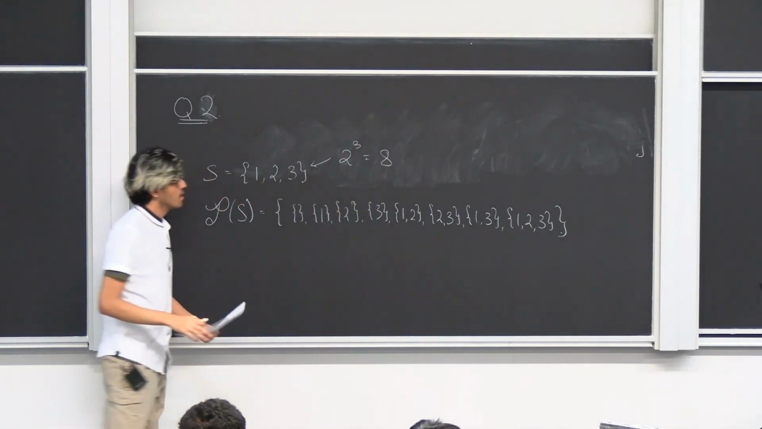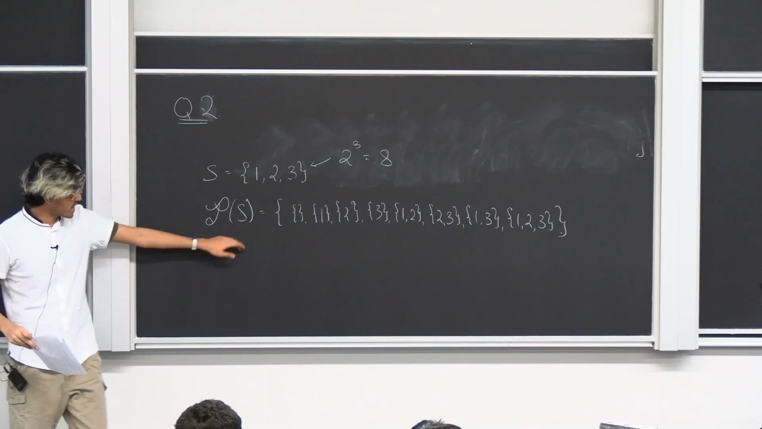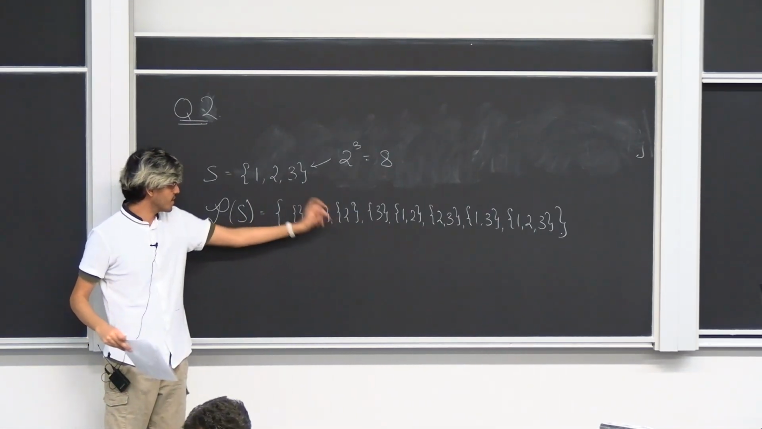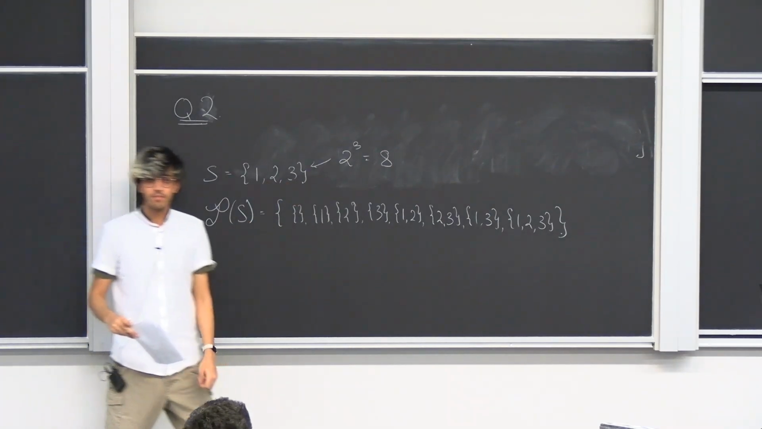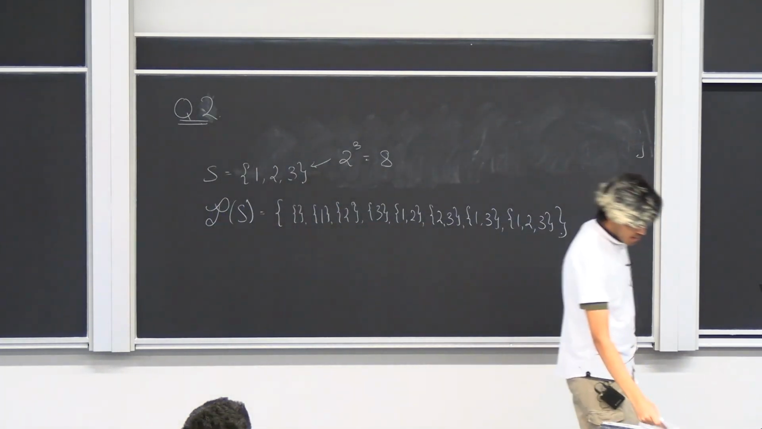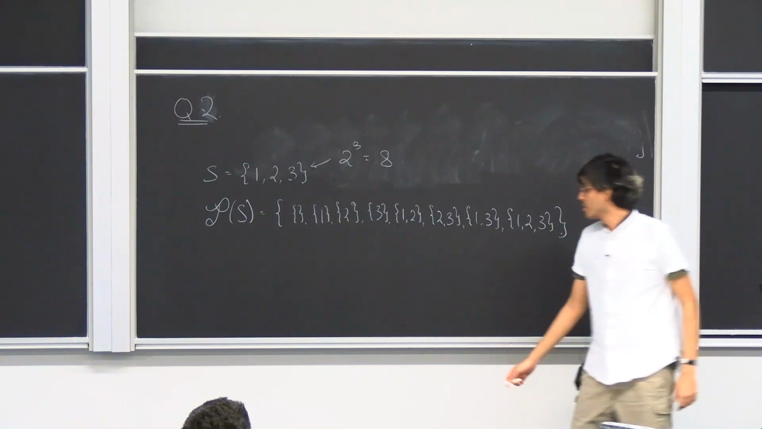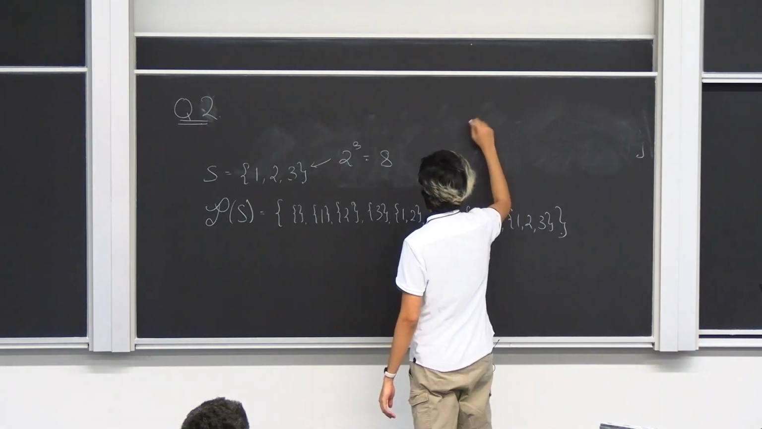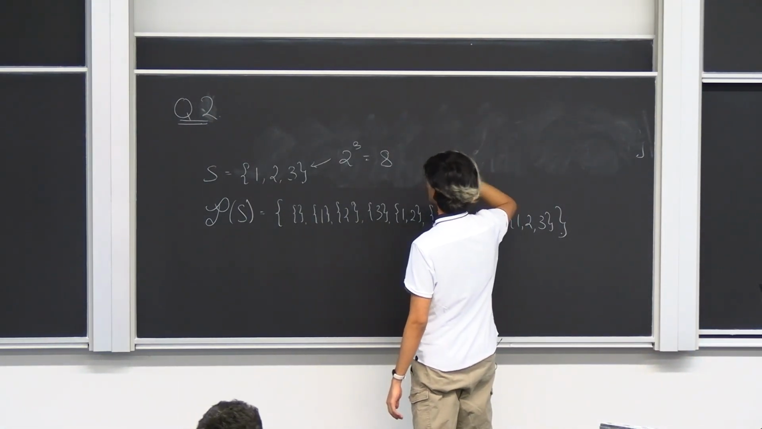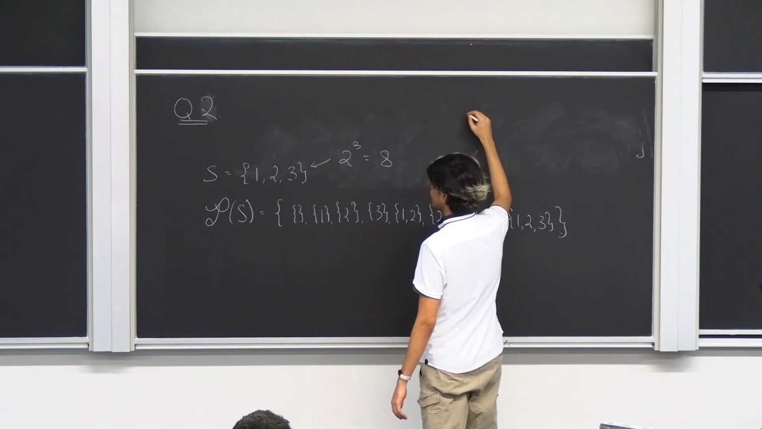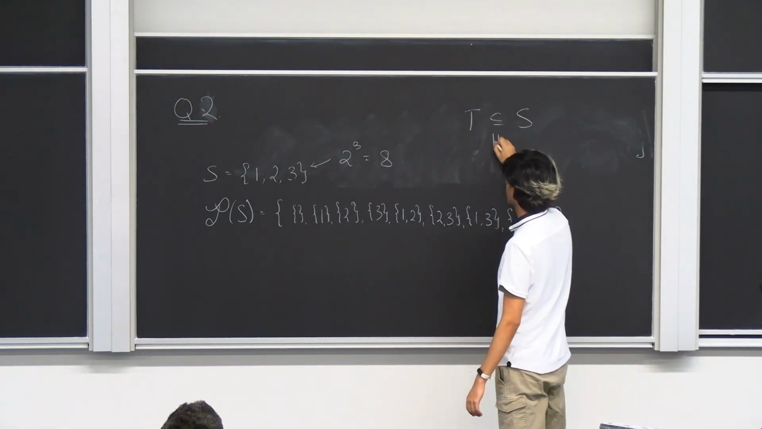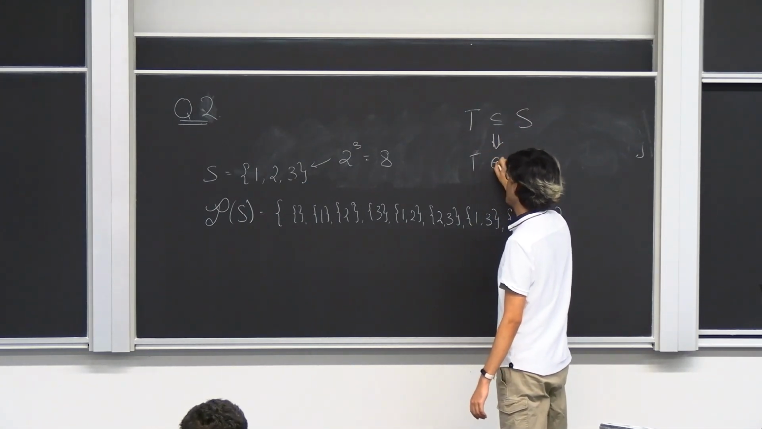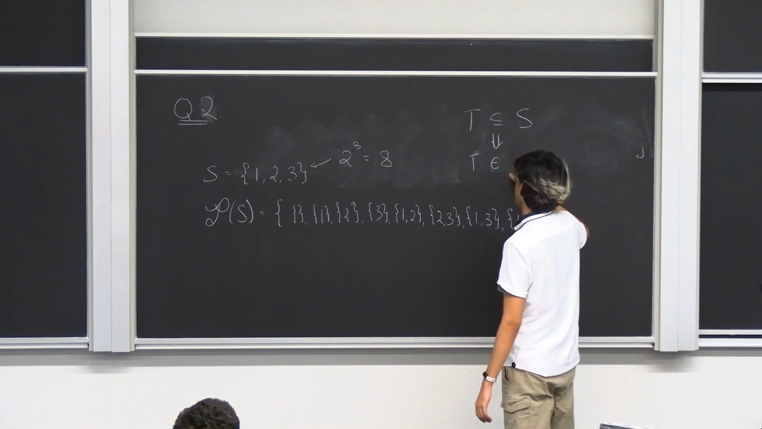And I've actually gone through and written them out for you. You can see that every single element in this power set is a subset of S. And there's no element here that isn't a subset of S. Okay? Cool. So we now know what a power set is. What this means is if you have something of the form, let's say, T is a subset of S, what this also implies is that T is a member of the power set of S.